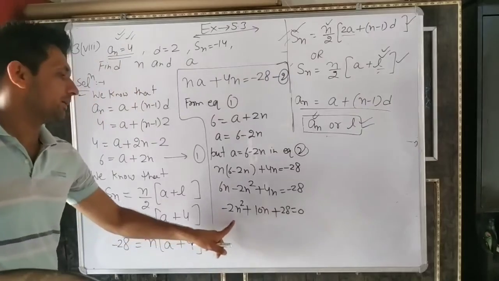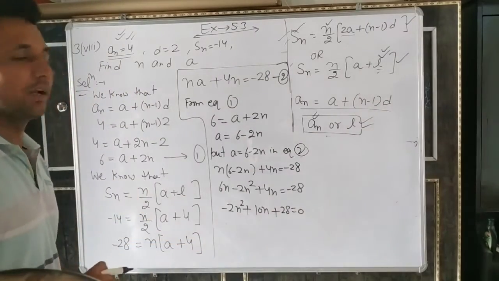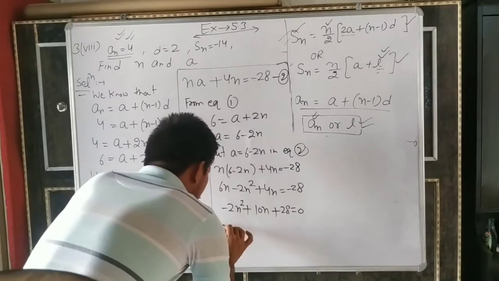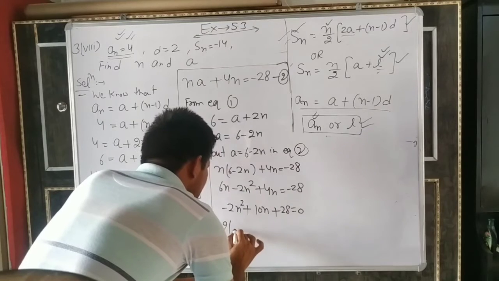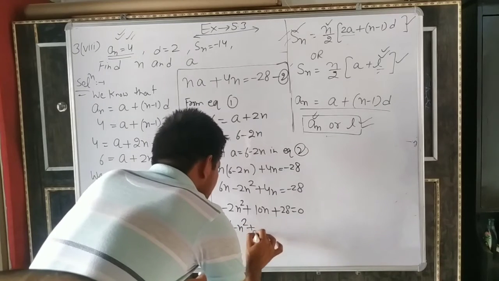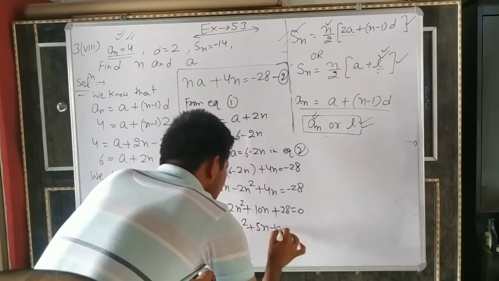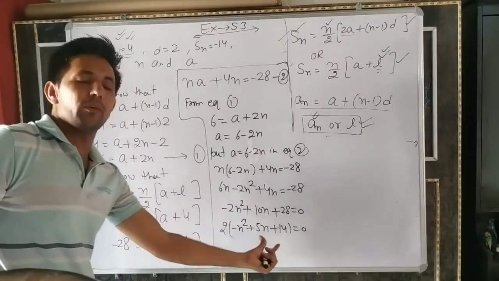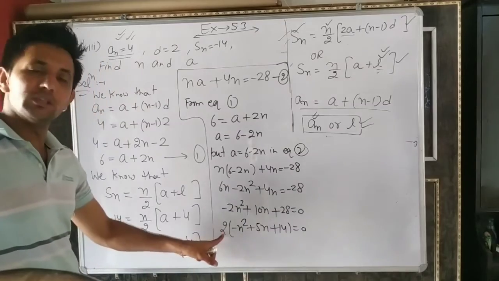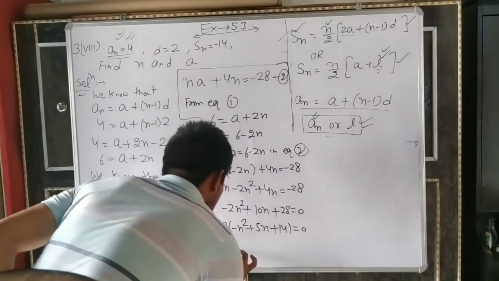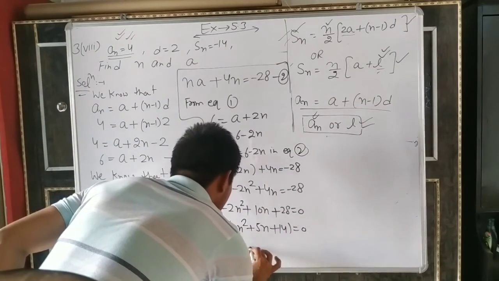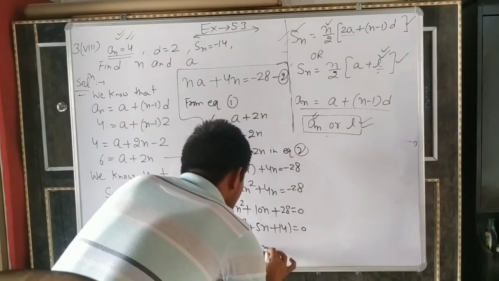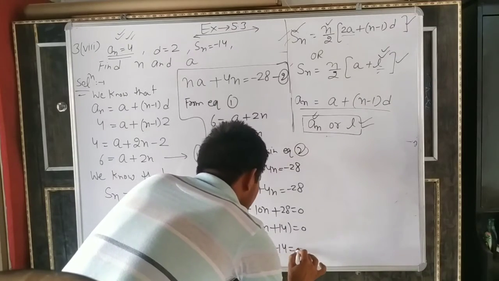Try to take a common factor. What is common? 2 is common. What remains? Minus n square plus 5n plus 14 equal to 0. 2 is multiplied on one side, so on the other side we divide. So it becomes minus n square plus 5n plus 14 equal to 0.